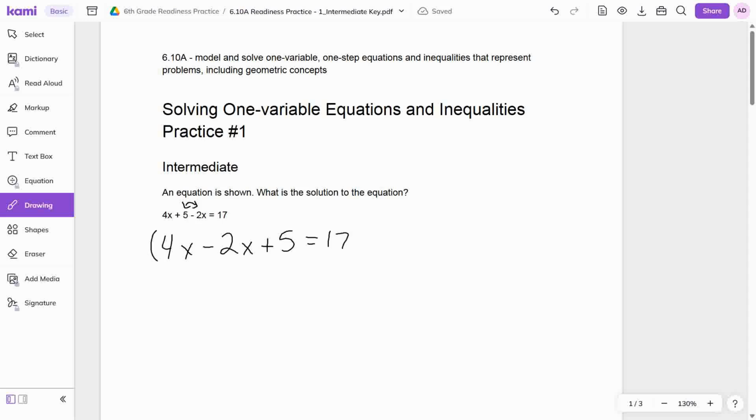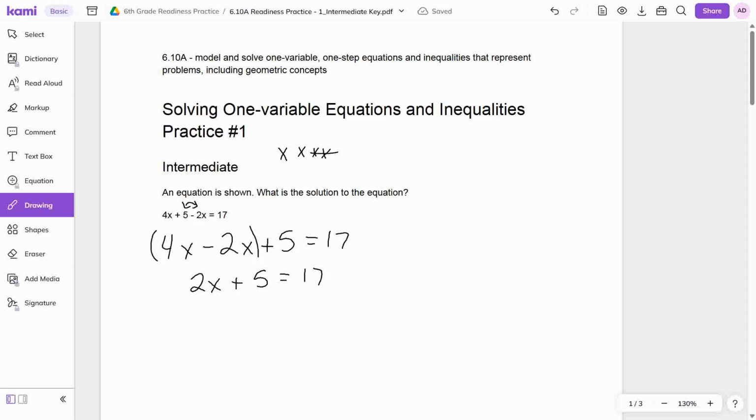Then I'm going to use the grouping property because I want to take care of that first. So if I have 4x's and I take away 2x's, right, I can almost visualize it like this. I've got 4x's. I'm going to take away 2x's. Well, I've only got 2x's left. All right, so I've got 2x plus 5 equals 17.